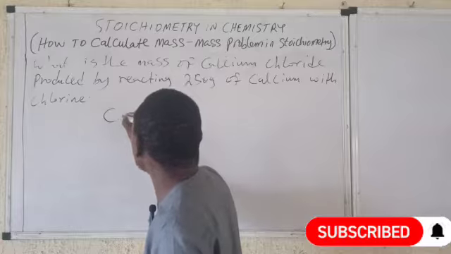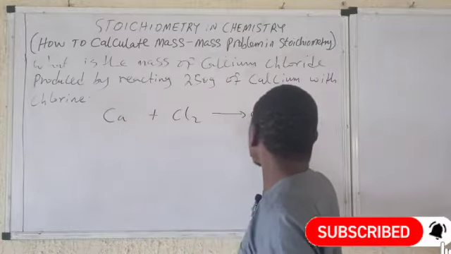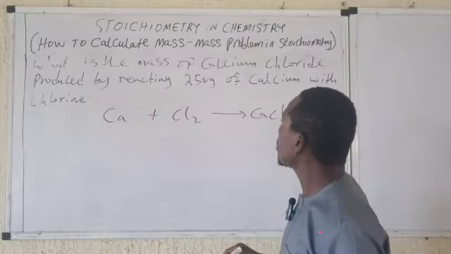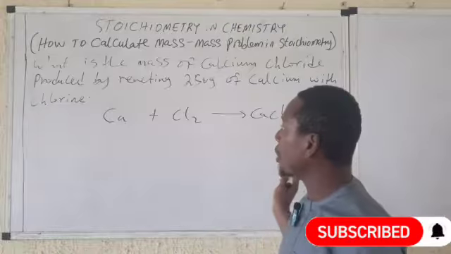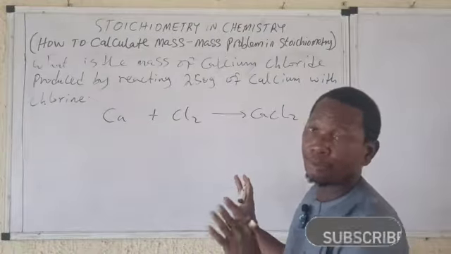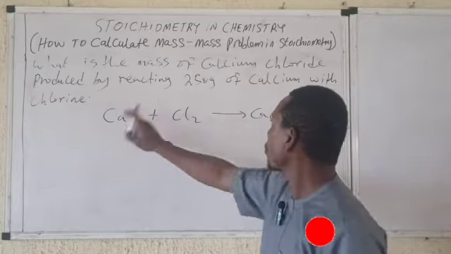So we now have calcium reacting with chlorine to form calcium chloride. Now note that the chemical equation is balanced. So in terms of the atoms present, they are balanced. 2 here, 2 here, 1, 1.